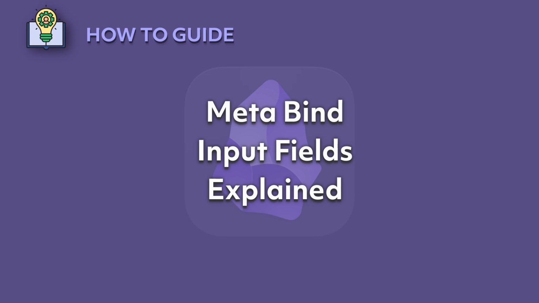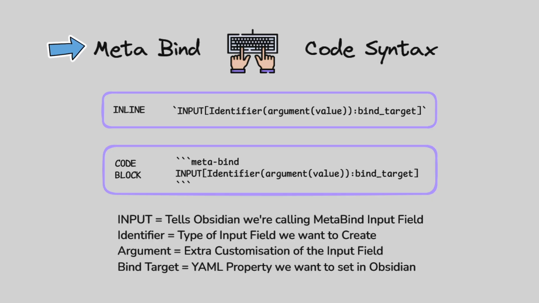Metabind input fields explained. The Metabind code syntax consists of two methods. You have the inline method and the code method. So to trigger the Metabind input field, you start by choosing your code syntax method. So if we look at the first one here, inline, we need to put a backtick followed by the word input in capitals, then a left square bracket and the name of the identifier. So this will be listed in our documentation as our input field. We'll go through this in the next section of the video.